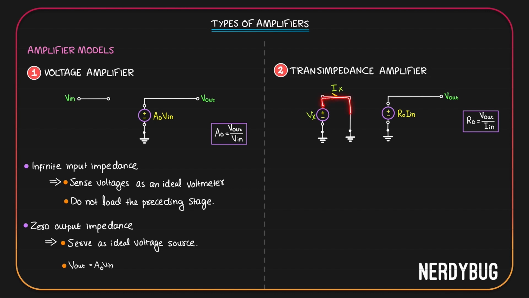This one is actually pretty obvious. Vx directly goes to the ground. There is no resistance in between. So input impedance is 0. Also, since there is no impedance, Ix will be infinite. And if you write Vx by Ix, you will get 0.